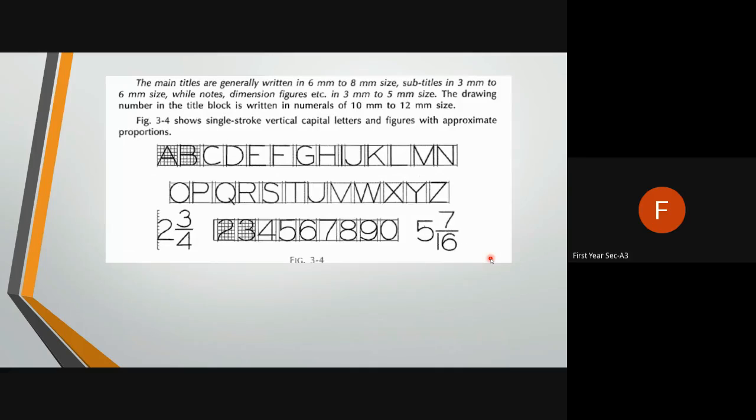Now the next stage is how to draw lettering, because lettering is most important, because once you draw the sheet, in the sheet you can't write in free hand.